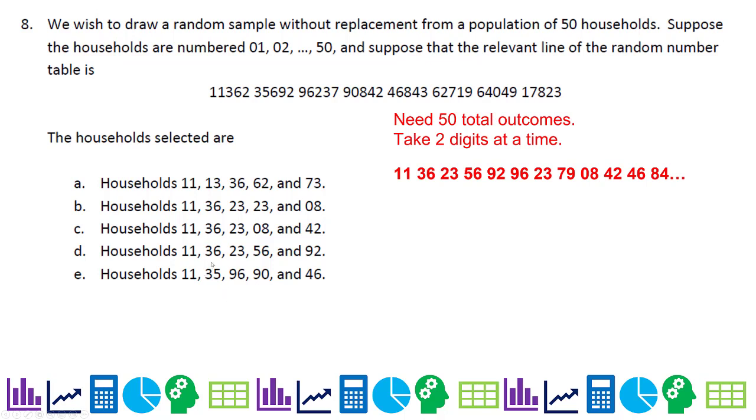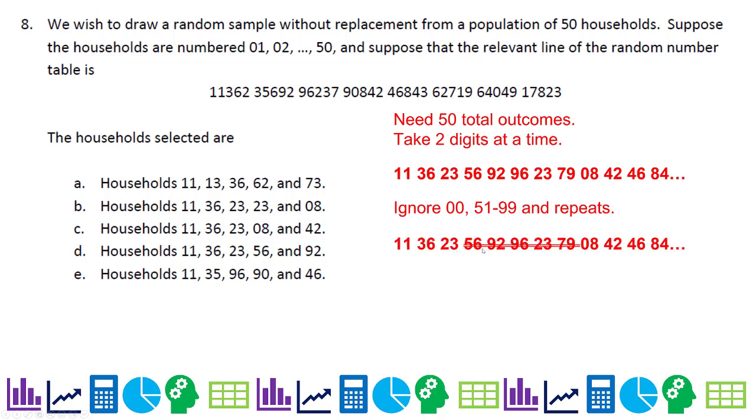Now, we need to also know which ones do we want. Do we use all of these? Is it just 11, 36, 23, 56, and 92, like choice D? Well, we can't really have household 56 if there are only 50 households. And there is no 00 because we started numbering at 01. So we're going to ignore everything that's higher than 50 as well as 00. And we should not be sampling the same household twice. So you can see there are 2 23s there. So we ignore repeats as well. So ignore 00 and 51 through 99 and repeats.